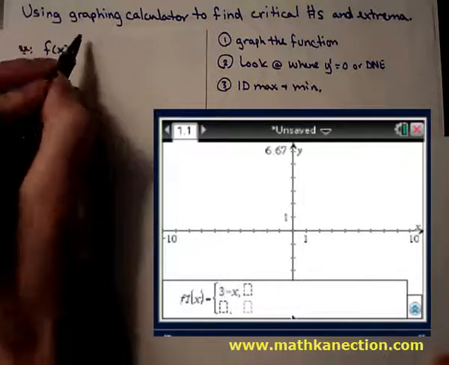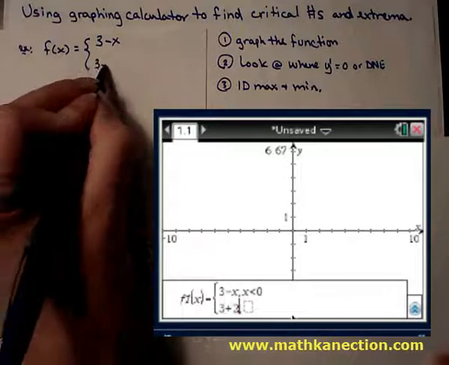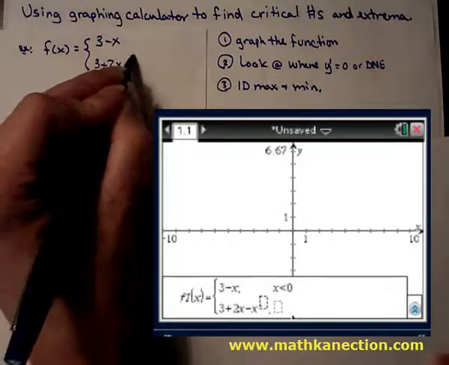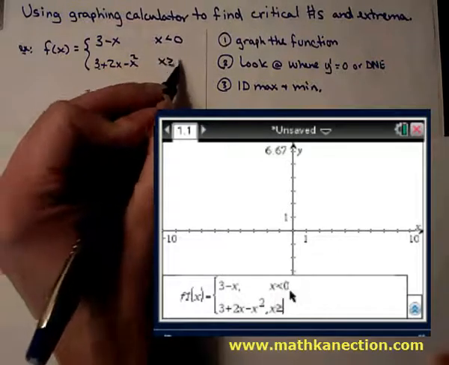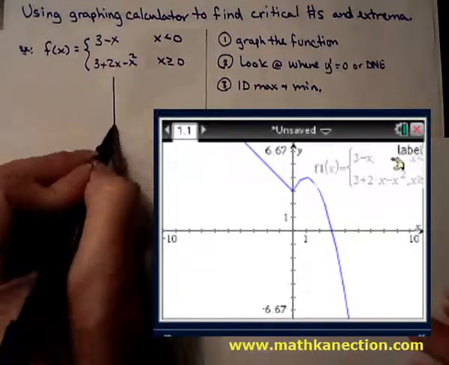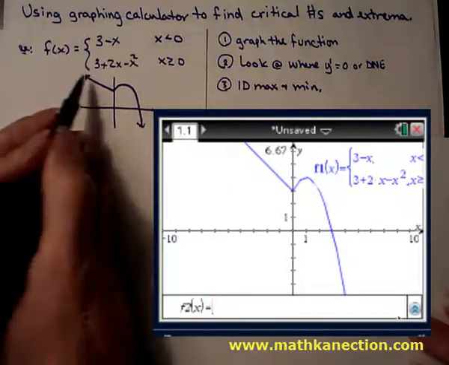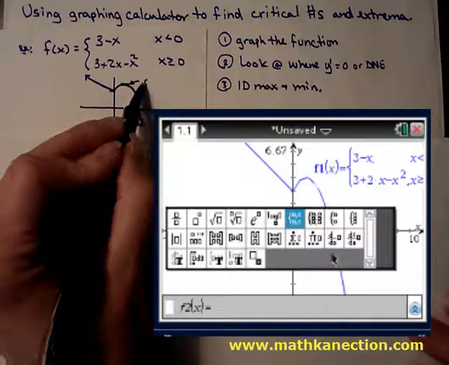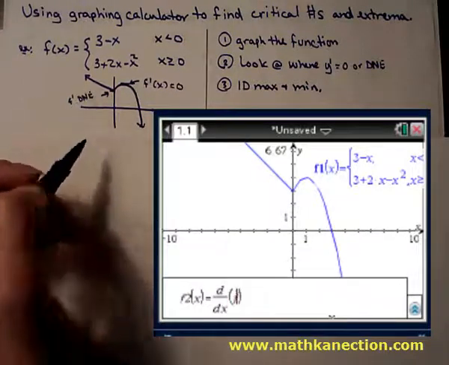For the last function, we're going to look at a piecewise graph where we have 3 minus x for the values of x less than 0, and then 3 plus 2x minus x squared for the values x greater than or equal to 0. In the graph, we can see that we'll possibly have 2 critical numbers, the sharp turn at 0 and the maximum at x is equal to 1. By graphing the derivative, we can verify.